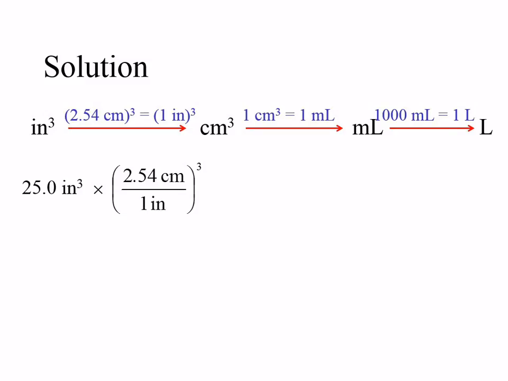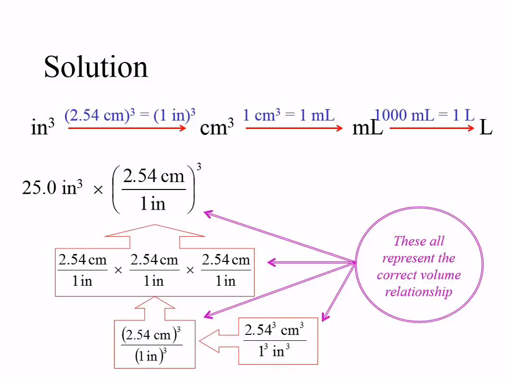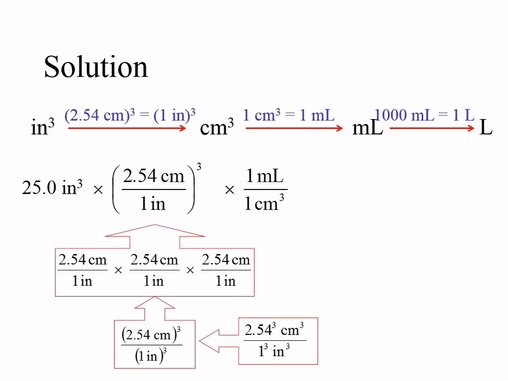Cool, I did that first step. What do you think about this step now? How am I going to get from centimeters cubed to milliliters? You put 1 centimeter cubed on the bottom and 1 milliliter on the top. Yep, then you cube. That's it. Very good.